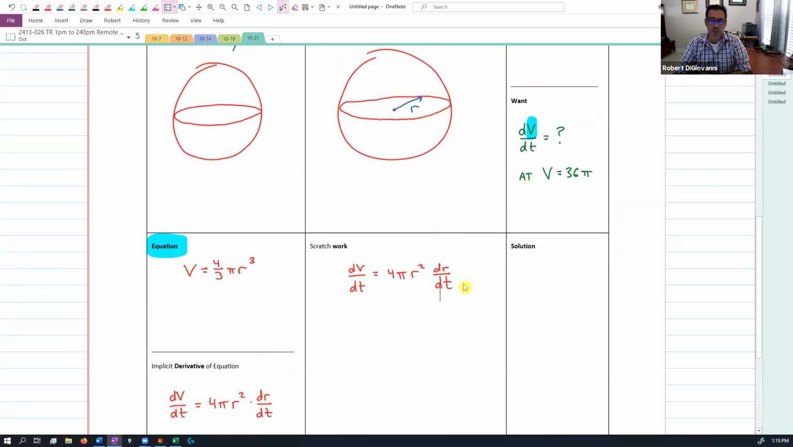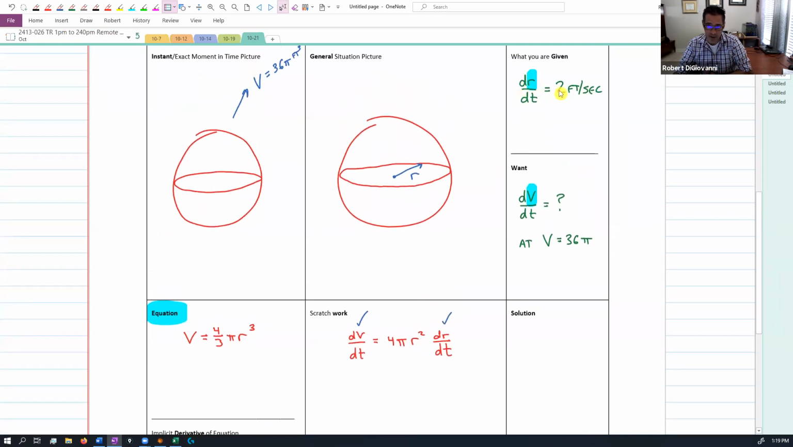And I always like at this point to go through the different pieces and see if I have what I need to solve for what I'm looking for. So dv dt, right here, I'm happy to see it, because that's what I'm trying to solve for. dr dt, I'm happy to see that because I actually know what that is. That's 2. R, on the other hand, I don't know. At this point in time, we can go and find R though and plug it in here. We can use the instant in time to figure out what R is.